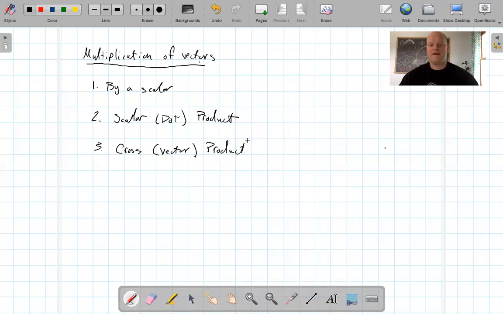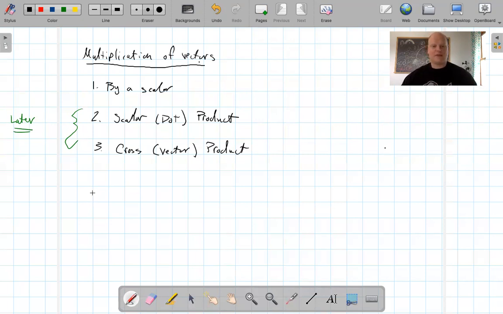As I mentioned last time, these two, the scalar product and the cross product, we'll save for later, and we'll talk about these when we actually need them. But for now, we're going to focus on the first one, which is multiplication by a scalar. So what does that mean?